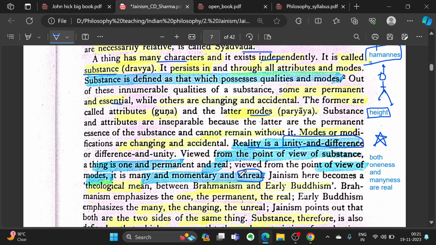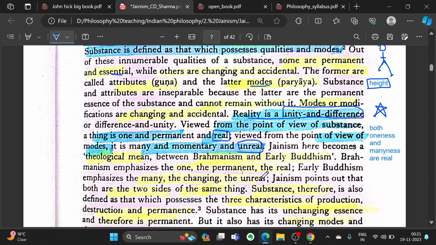Now, real and unreal are used in a specific sense. Real, generally in Indian philosophy, is taken as something which is unchanging and permanent, and unreal is taken as something which is momentary. So reality should be permanent. That is what is generally considered in Indian philosophy. We will be reading about this in detail later. I just wanted to introduce you to this.